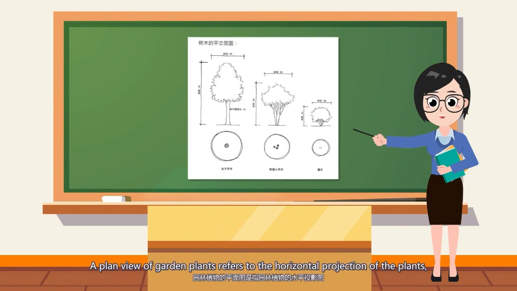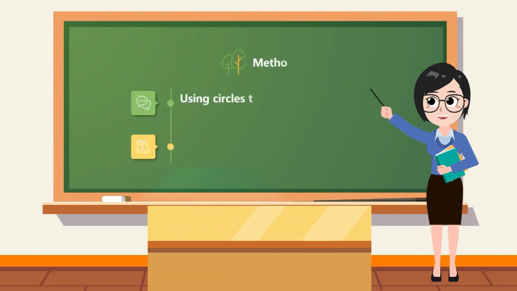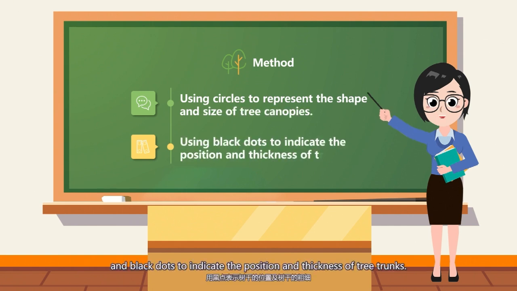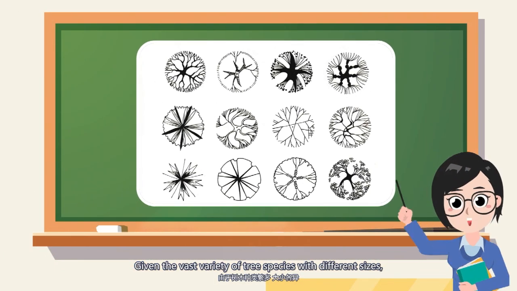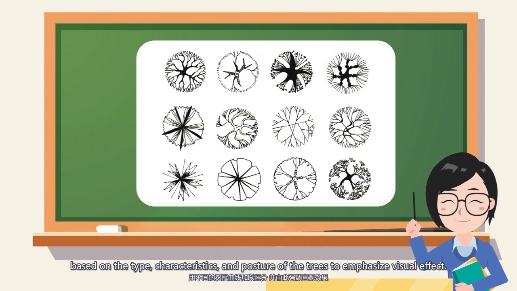A plan view of garden plants refers to the horizontal projection of the plants, typically expressed through simplified symbols. The method involves using circles to represent the shape and size of tree canopies, and black dots to indicate the position and thickness of tree trunks. Given the vast variety of tree species with different sizes, using a single type of circle is inadequate. We should differentiate using various canopy curves based on the type, characteristics, and posture of the trees to emphasize visual effect.